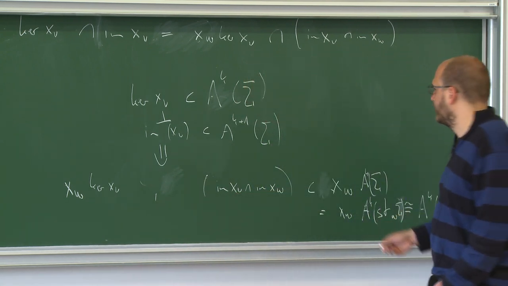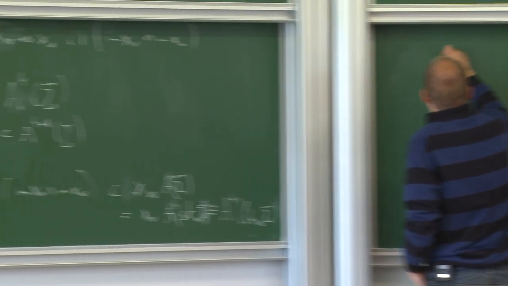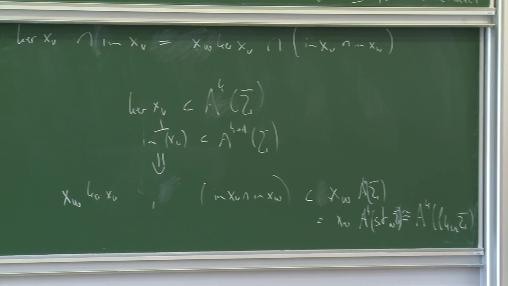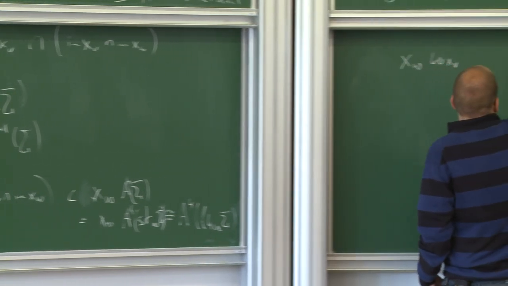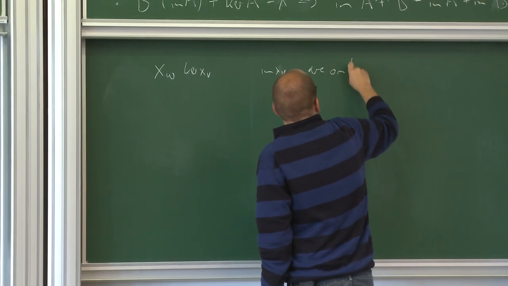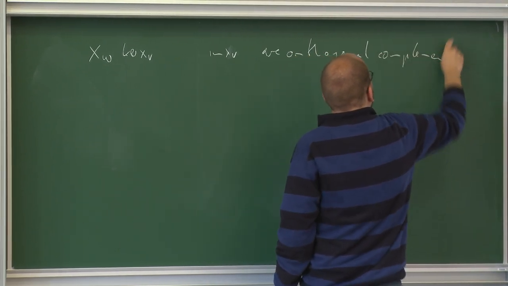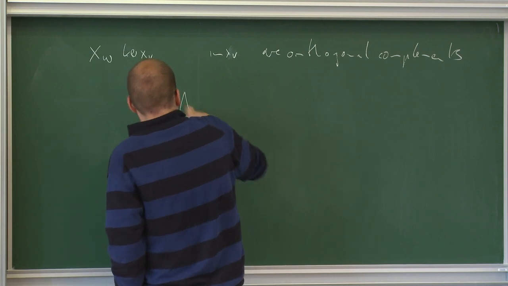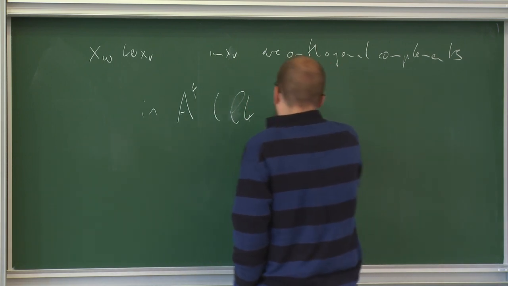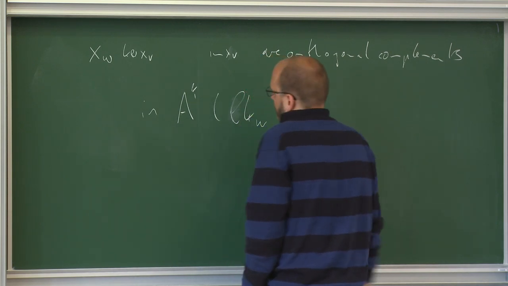But they are orthogonal complements. So xw kernel xv and image xv are orthogonal complements in A^k of the link of the vertex w in sigma.